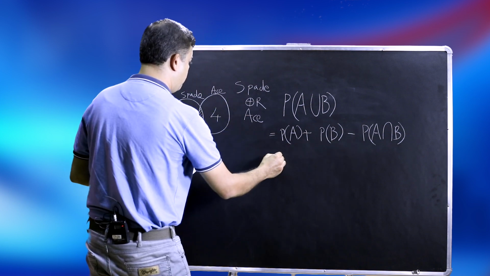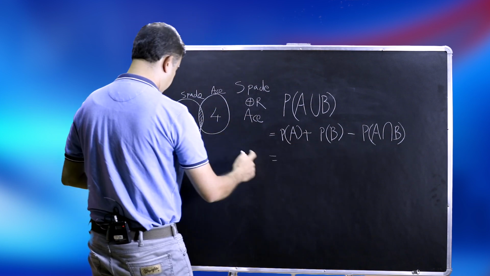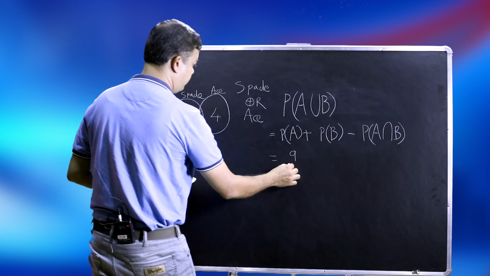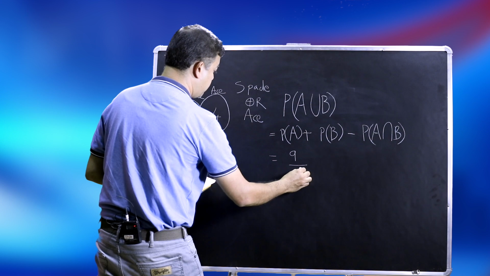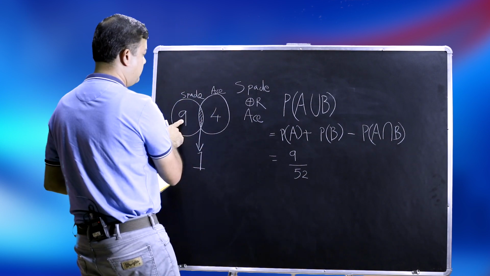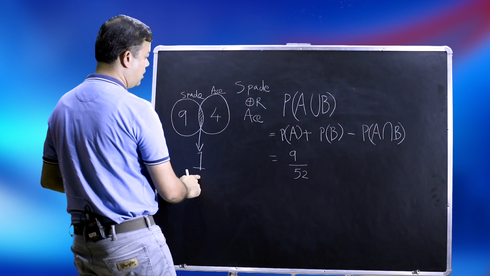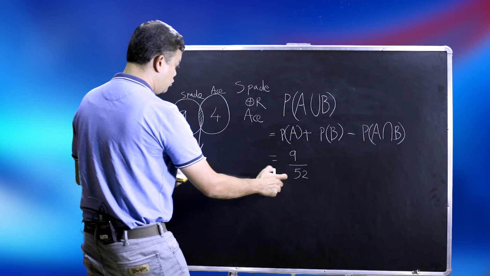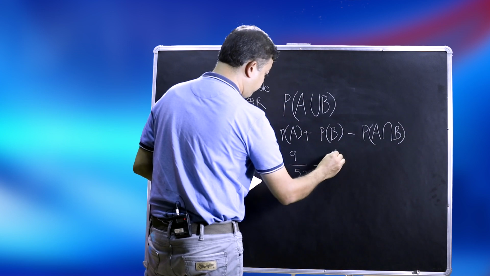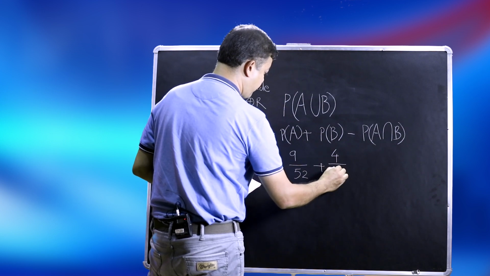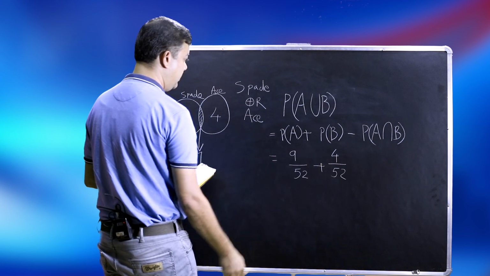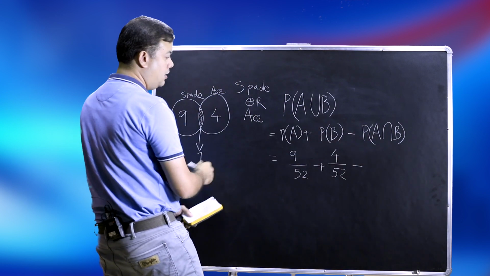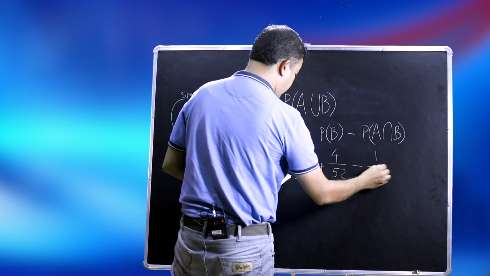So the probability of A is basically 9 cards out of 52. These are only numbers: 9 cards are there, 4 cards and 1 card. To calculate the probability is basically S by N. So 9 by 52 plus 4 by 52, this is the ace, that is the probability of B, minus the probability of A and B, which is right here 1, so 1 divided by 52.